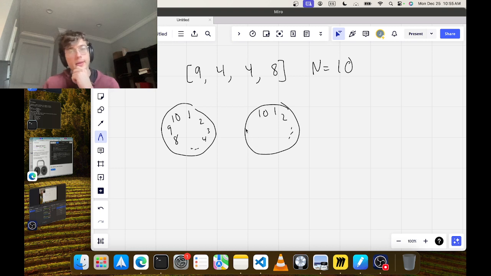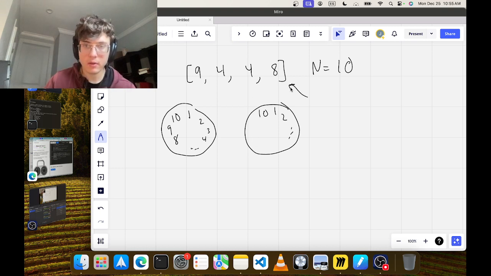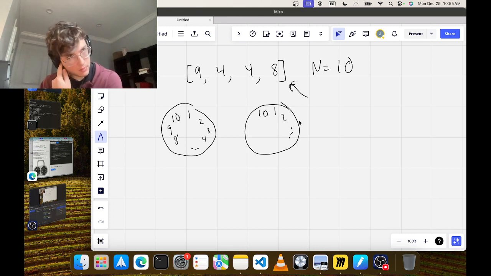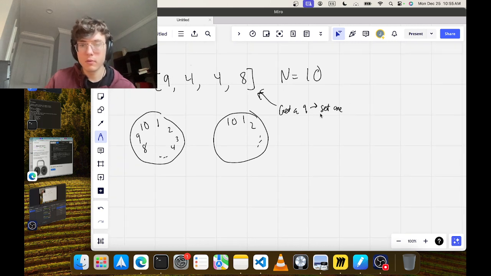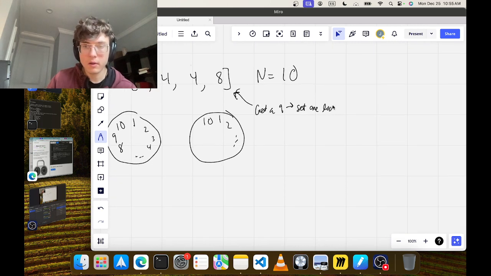So you're given this sequence of numbers, and in turn you have to go through the entire sequence and input the numbers into the locks. What I mean by this is, you got a 9. What does this mean? You have to set one of the locks to 9. Just one of them. Set one lock to position 9.